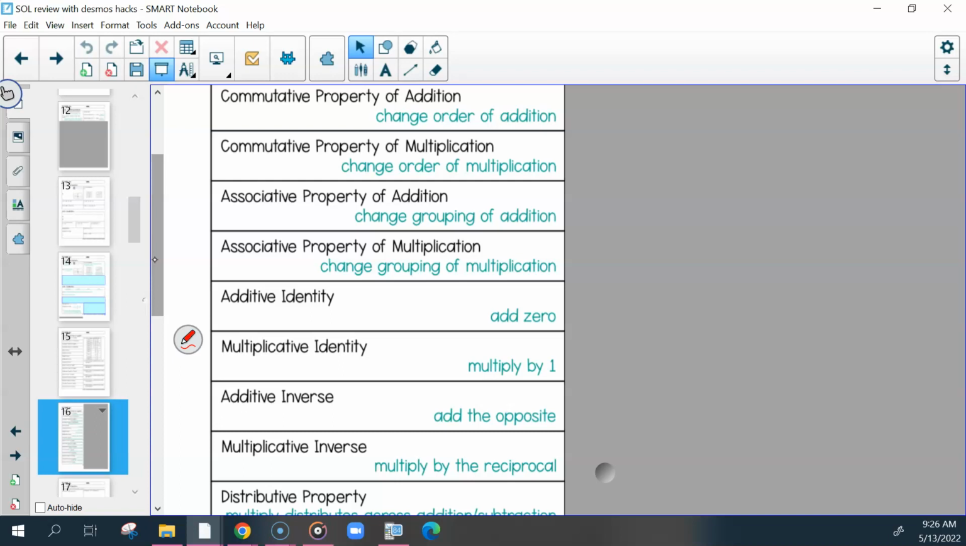For any of 10 through 15, it's based on the chart on the side. Do we have questions on any of those?